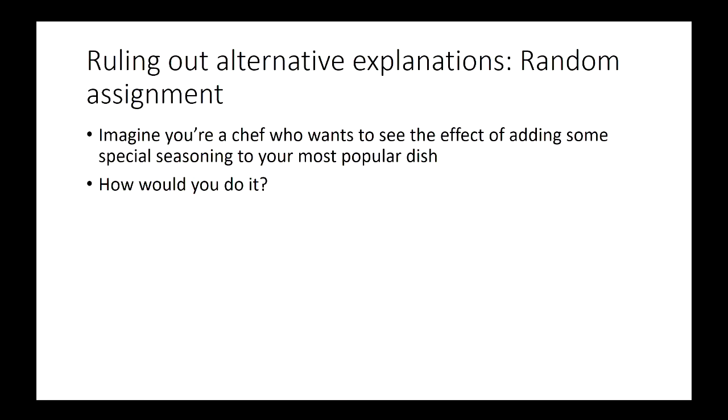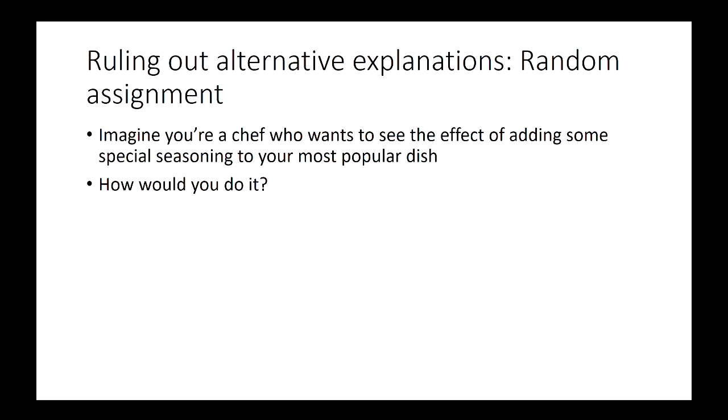How do you rule out alternative explanations? The first method is what's called random assignment. Now, before you understand random assignment, let me ask you a question. Imagine you're a chef. You've got a really popular dish. Customers really love your dish.